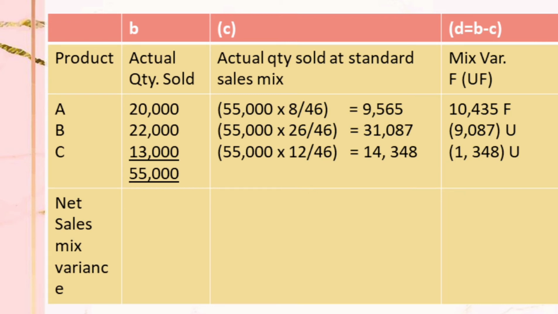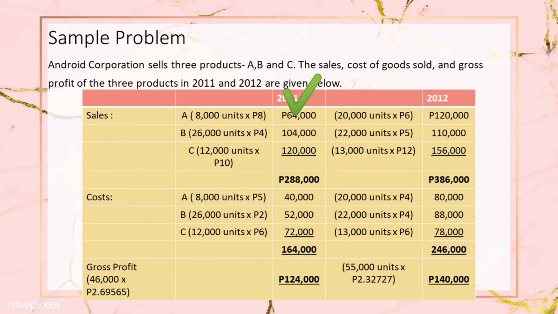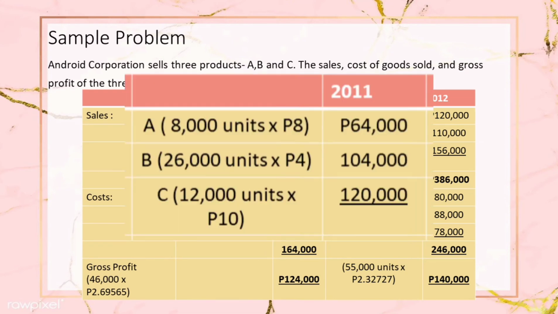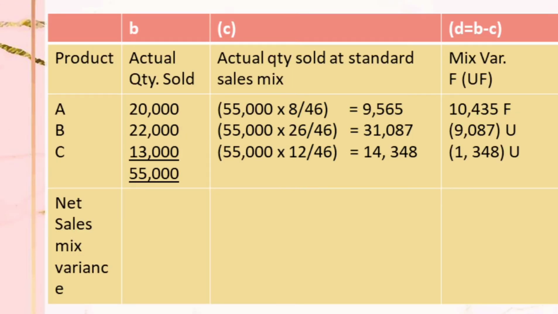You can also see that in column B, the total actual quantity sold times 8 over 46. Now that 8 over 46 is based on the standard sales mix last year. In product A, the standard sales mix last year is 8,000 divided by 46,000. That 46,000 is the total standard sales mix last year. So 55,000 times 8 over 46, and we get 9,565 in product A.